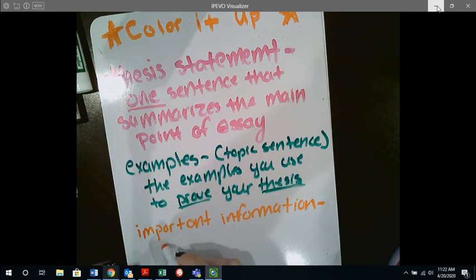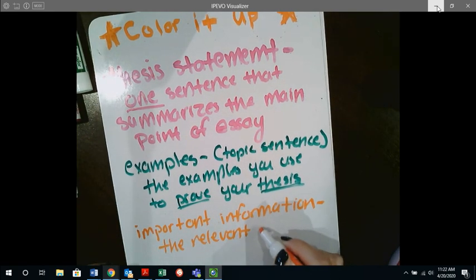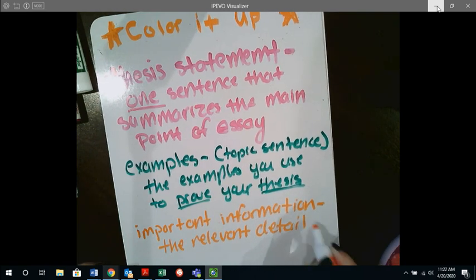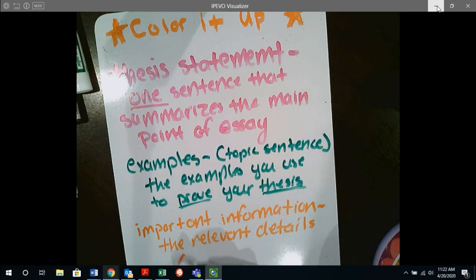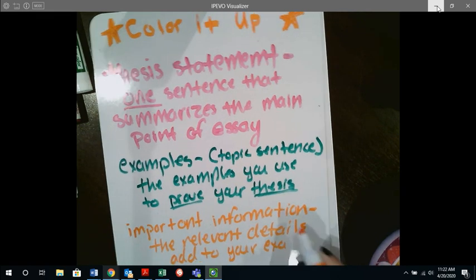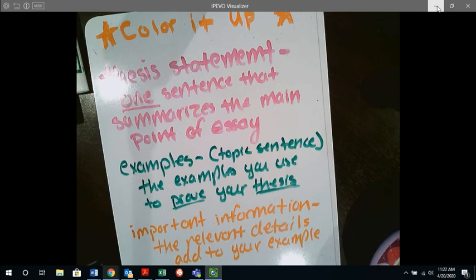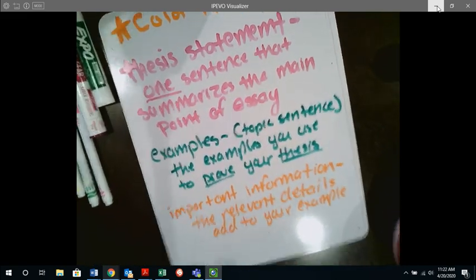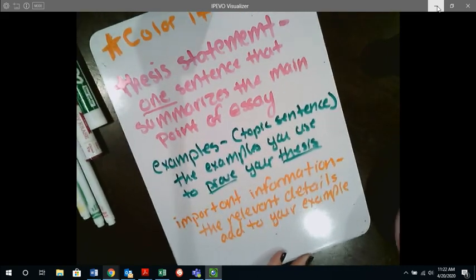So this is going to be the relevant details, the important things, the juicy details that actually add to your example. So the important information are the relevant details that actually add something to your example. And then finally, the last thing that we will be making note of, but not highlighting purposefully.